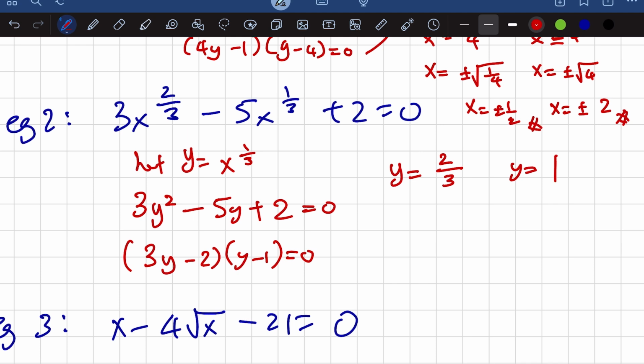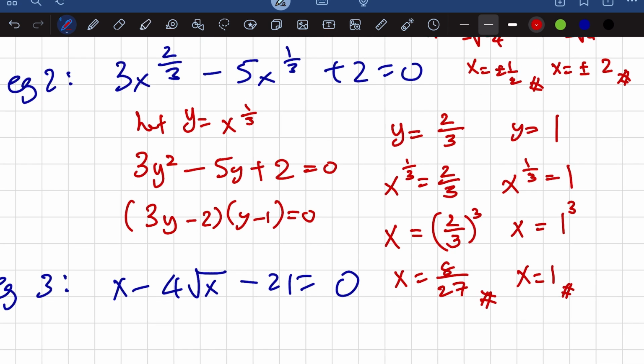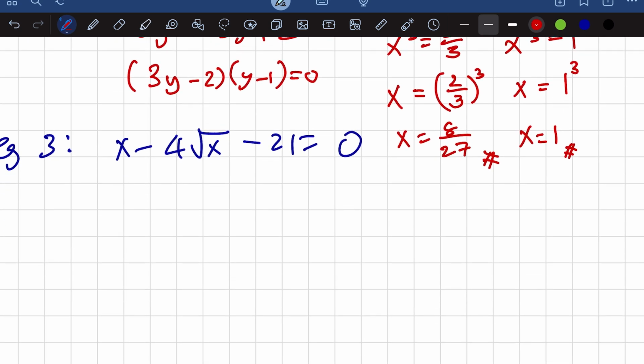Now, we're not done yet again, because we are trying to solve for x. So let's replace our y. So x to the 1/3 equals 2/3 and x to the 1/3 equals 1. In order to get rid of the 1/3 power, we cube both sides. So this will be 2/3 cubed, and x equals 1 cubed. So our x will end up being 8/27, and x equals 1. We end up being able to solve this equation, and these are our x values. Again, the same strategy applies, which is substitution itself.